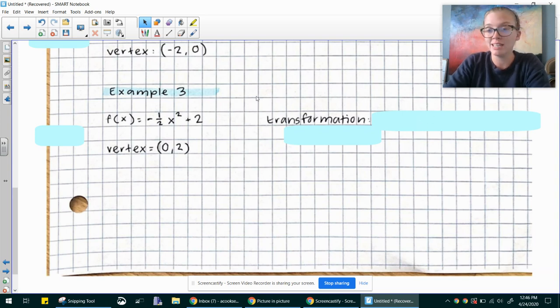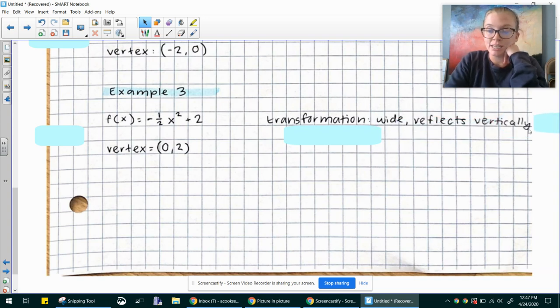For a transformation, let's start by looking at the a value, which is -1/2. The negative sign tells us that our function is going to flip vertically, so it's going to have a vertical reflection. 1/2 tells us it's going to get wider, so it's going to be flipped over and wide. And our vertex tells us that we're going to shift up 2. So it's wide, it reflects vertically, and it shifts up 2 units.